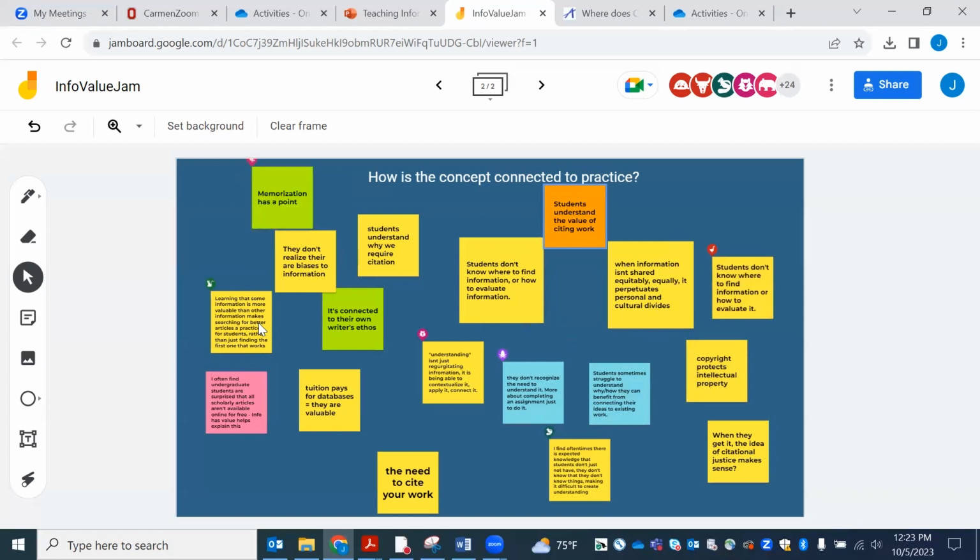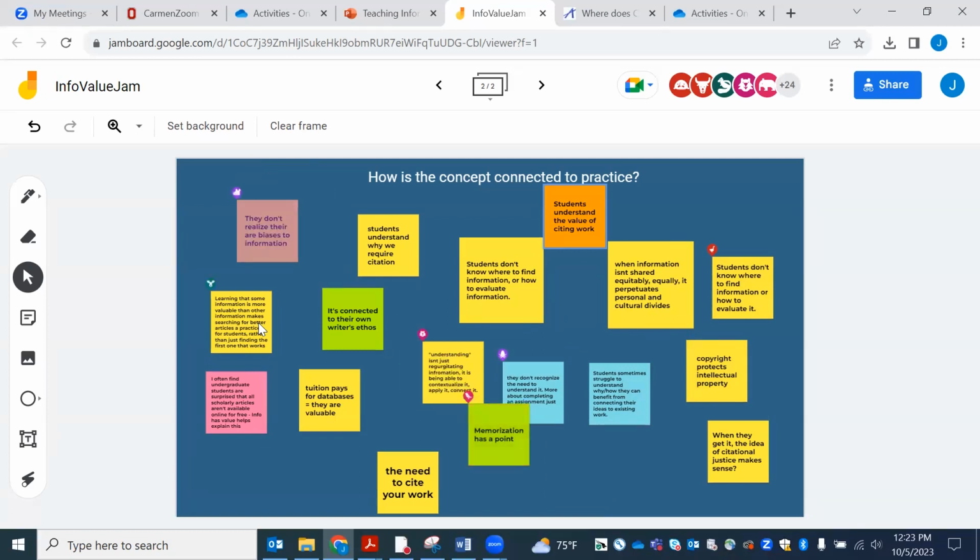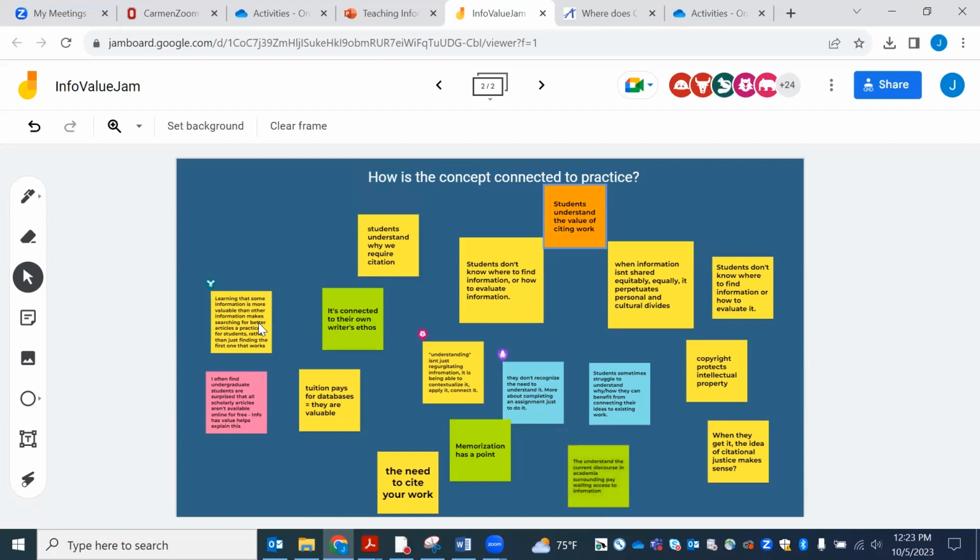One person commented, I find that undergraduate students are sometimes surprised that scholarly articles aren't available online for free. And Info Has Value helps explain this. Yeah, absolutely, right? So why they can access certain information easily and certain information they can't access easily, they'll have a better understanding of why that is if they understand the value of information. Now, they still may think that it's not fair, which I think is totally legitimate. But they'll at least have an understanding of why certain sources may not be available to them.